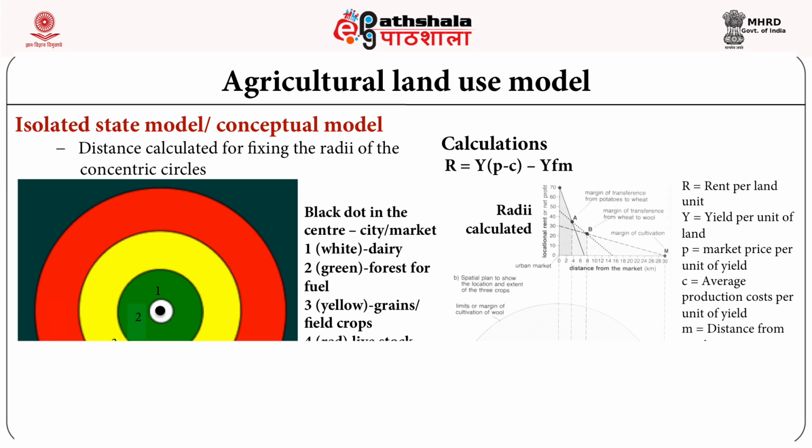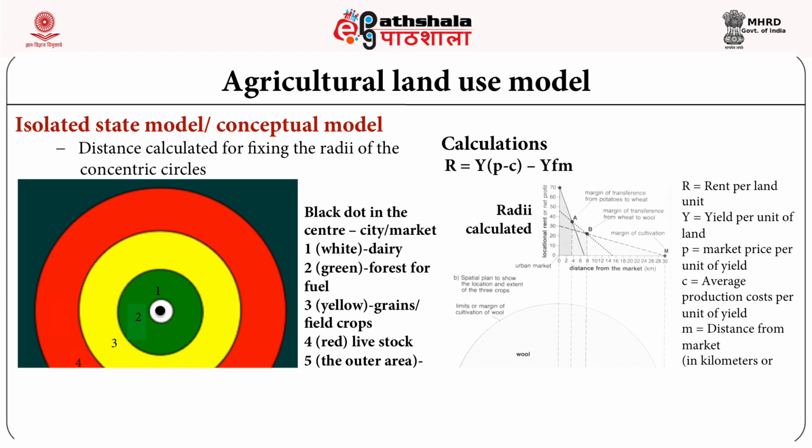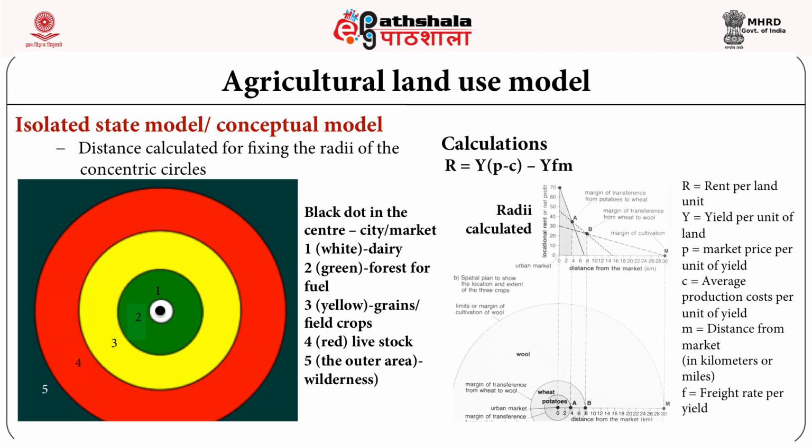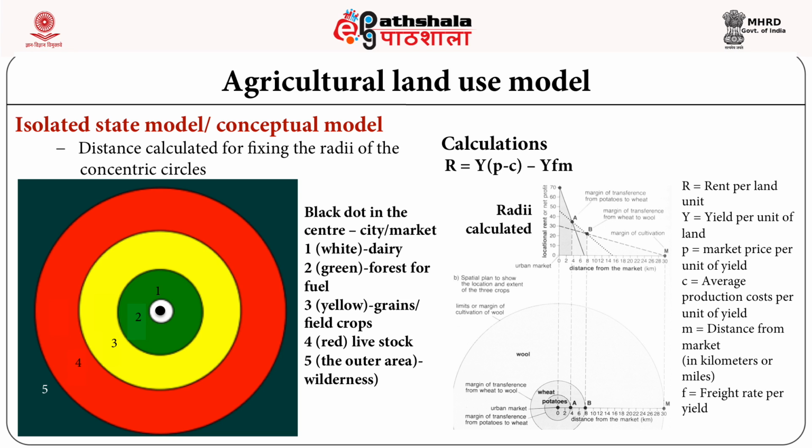Then the second, the green color, is the forests, which are used for fuel. Number 3 is the yellow colored band, which refers to the grains and the field crops. Number 4, the red color band, relates to the livestock in that area, and the last band, the outer area, that is number 5, refers to the wilderness.